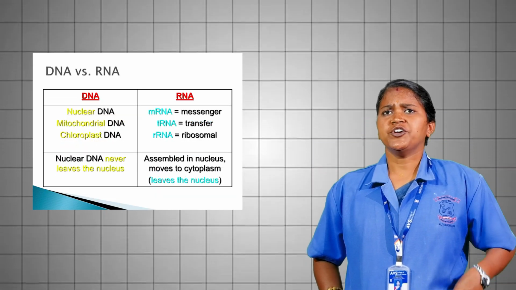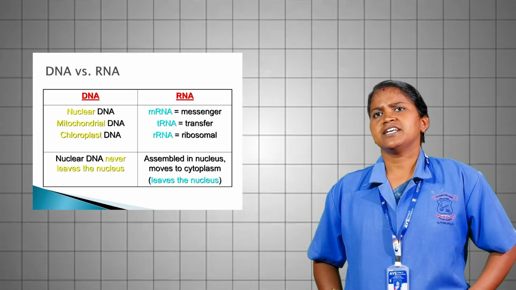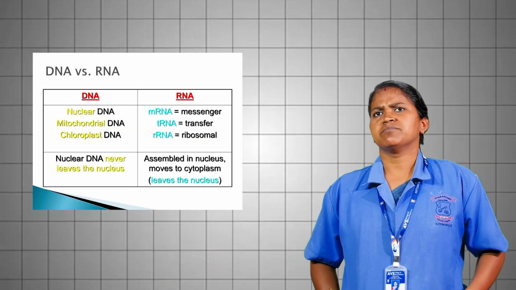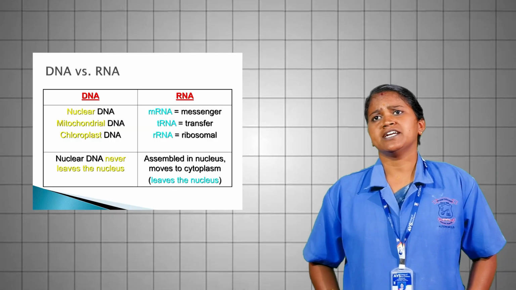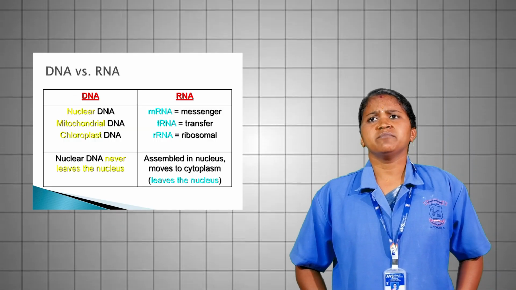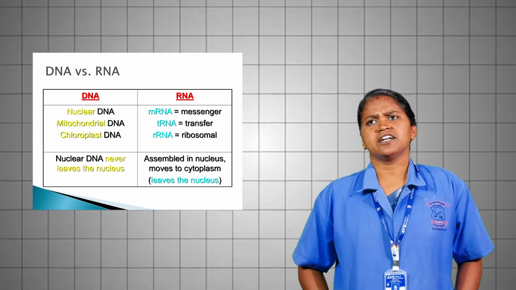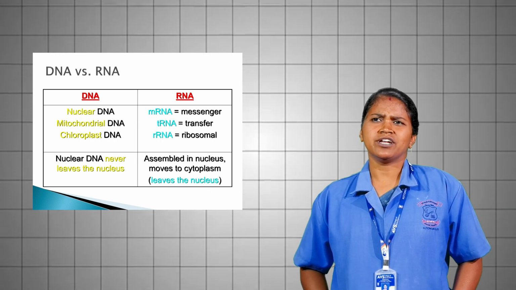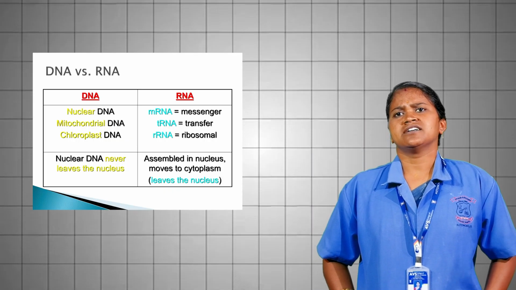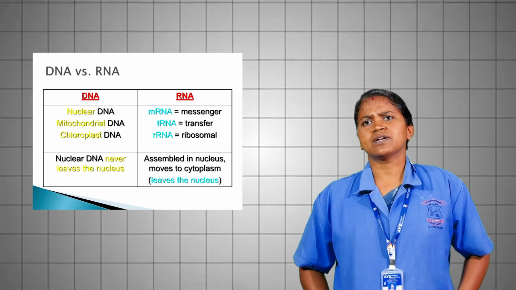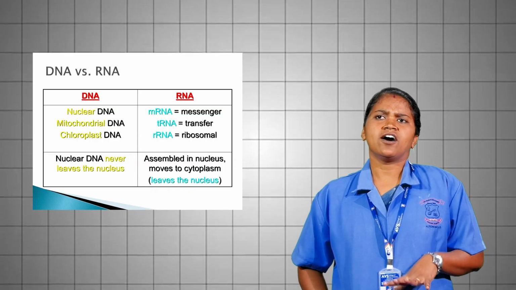And then, continuing, nuclear DNA, mitochondrial DNA and chloroplast DNA. These are the three main organelles in which DNA is present. And RNA has mainly these types: mRNA, tRNA and rRNA. mRNA means messenger RNA, tRNA means transfer RNA, and rRNA means ribosomal RNA. They are mainly found in cell organelles. Nuclear DNA never leaves the nucleus; it is assembled in the nucleus and moves to the cytoplasm as RNA.